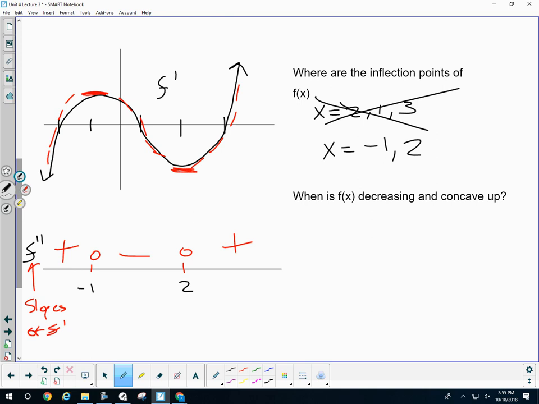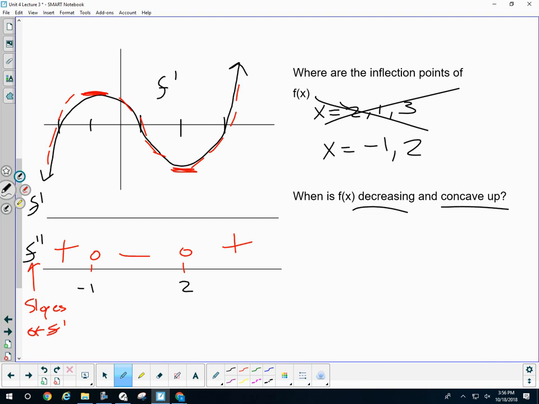I want to see a number line sign analysis for both f prime and f double prime. Just like when I asked you to find the maxes and mins and I gave you a graph of f prime, I wanted you to get this down. Now, since I'm asking you about decreasing and concave up, just do the number line analysis. All the information will be in there. You will be able to answer any question that I give you if you do a number line analysis for f prime and f double prime.